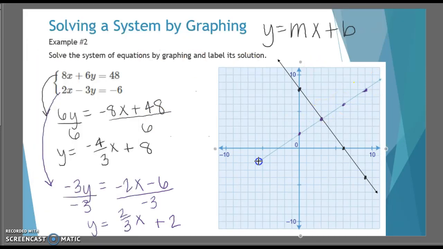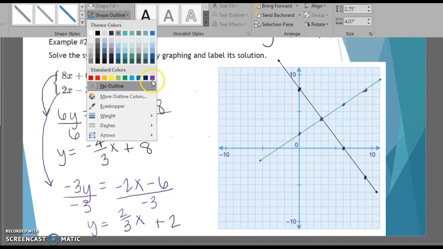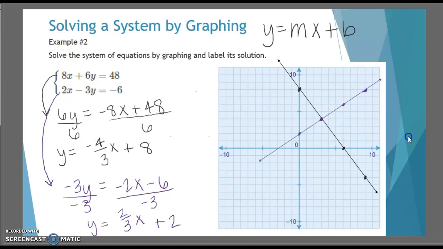Same line. There you go, and we'll make this one purple. Oh, maybe not. Well, we can make it purple. There we go. All right, so we have both of our lines graphed.